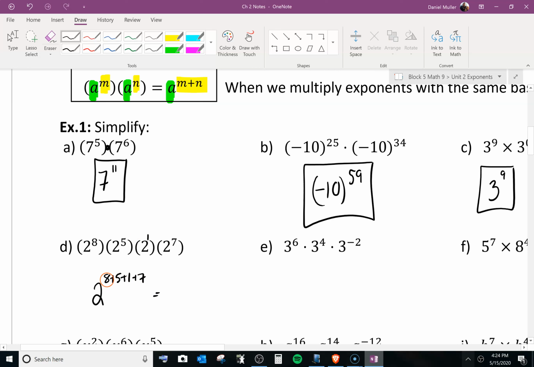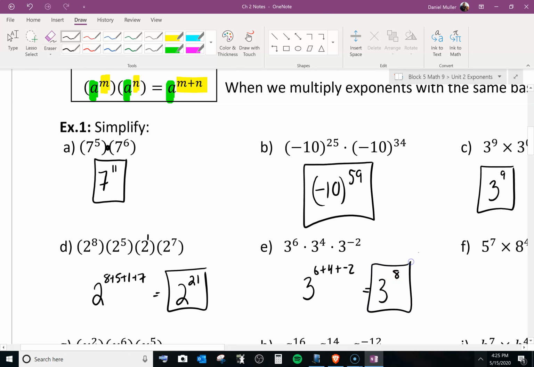8 plus 6 is 14. 14 plus 7 is 21. So 2 to the power of 21. Moving on here, we have 3 times 3, 3. All the bases are the same, so we're going to keep the base 3 and add these exponents. 6 plus 4 plus a -2. 6 plus 4 is 10. 10 and a -2 is going to be an 8. 10 minus 2 is 8. So we have 3 to the power of 8.